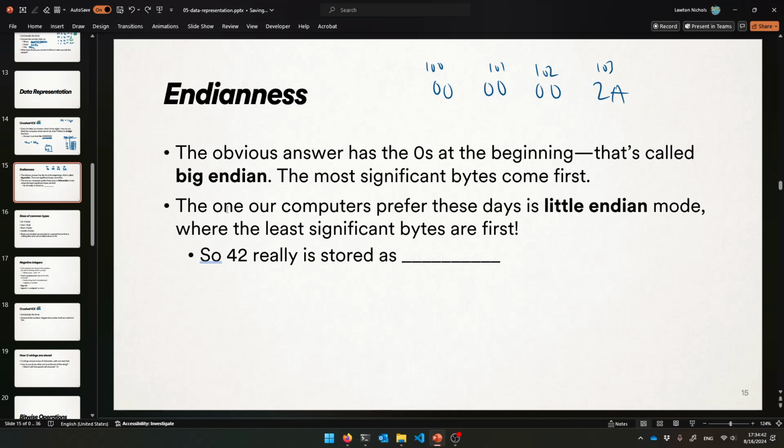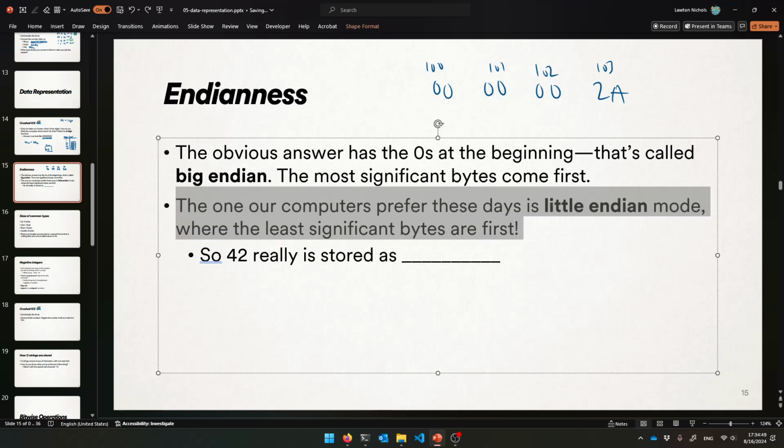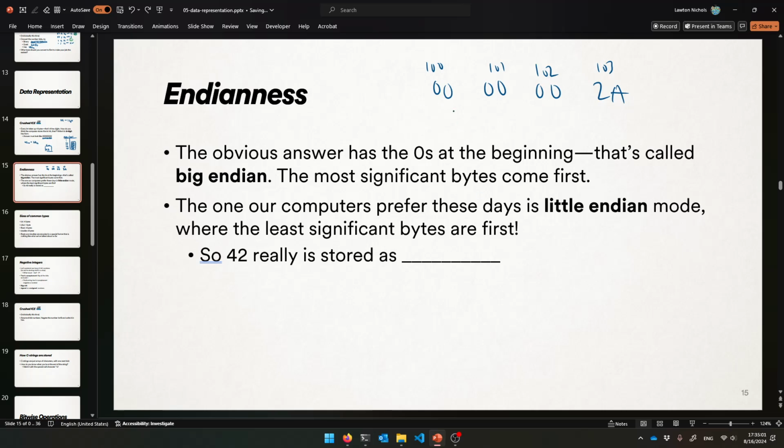Unfortunately, everybody decided that's not cool enough, and so secretly, all the computers we're using these days, Intel machines, ARM machines, store their numbers in what's called little endian mode, where the least significant bytes come first. So 42 is still stored as a chunk of 4 separate bytes, but in opposite order. It's stored as 2A, 00, 00, 00, which is very weird to think about.